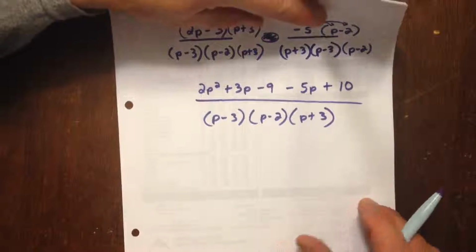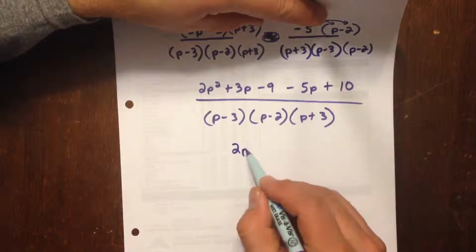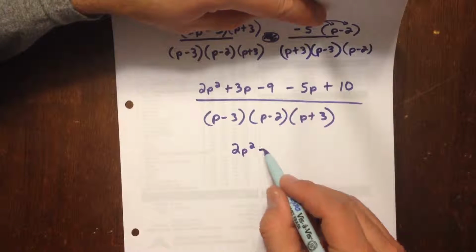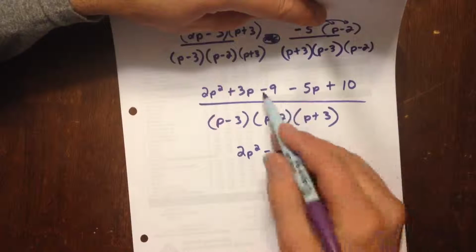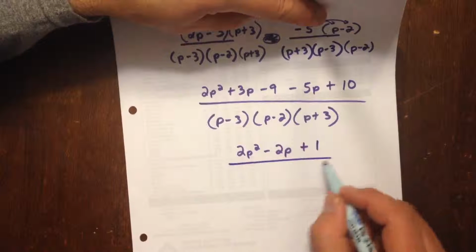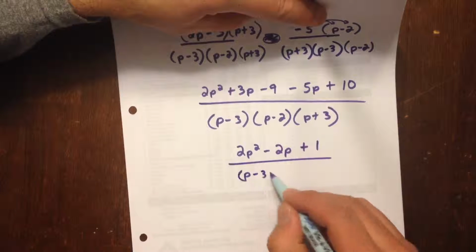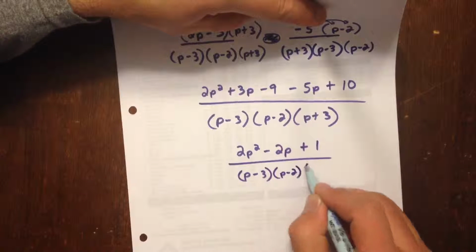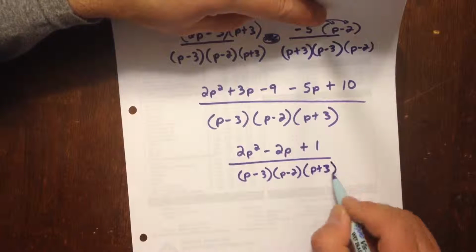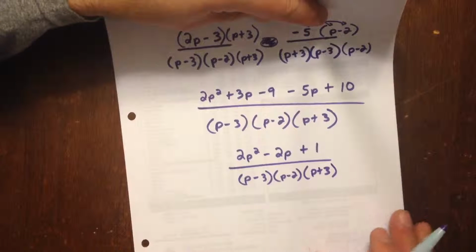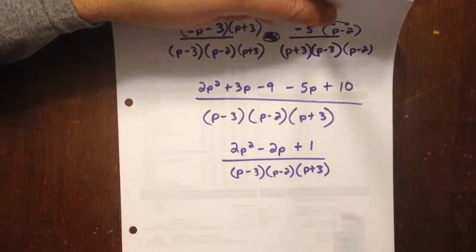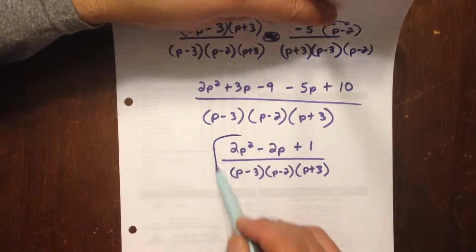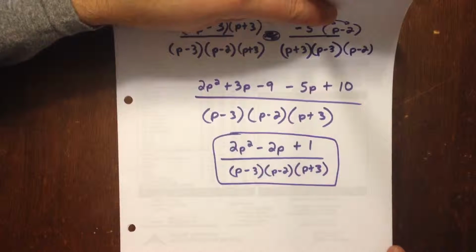Alright, so let's collect like terms up top. I have 2p squared minus 2p plus 1. And this is not factorable, so nothing's going to cancel out, and we're done.